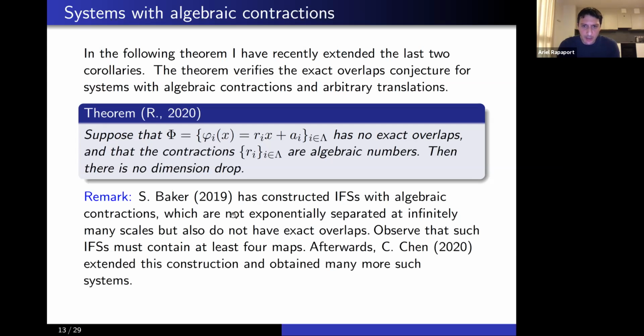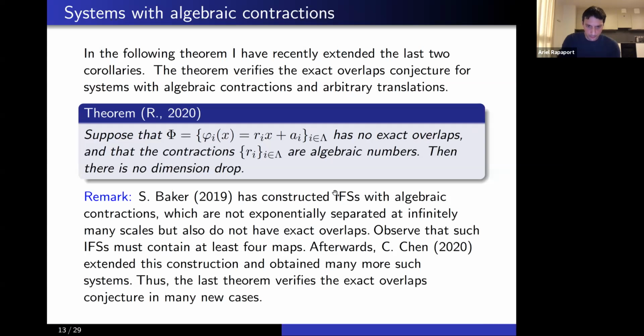And I'll also add that Chen this year extended this construction and obtained many such systems, in particular for every algebraic number between 0 and half. He constructs homogeneous systems with these contractions in 4 maps, which satisfy these conditions. So the bottom line: there are many examples of such systems which are not possible to treat with the previous results, but this result can verify the conjecture.